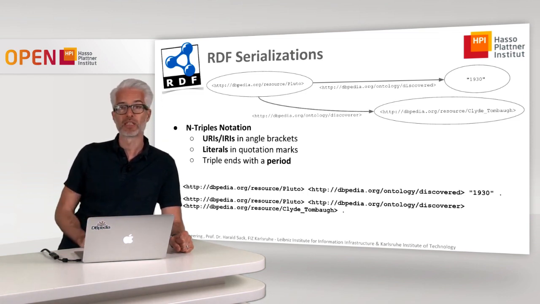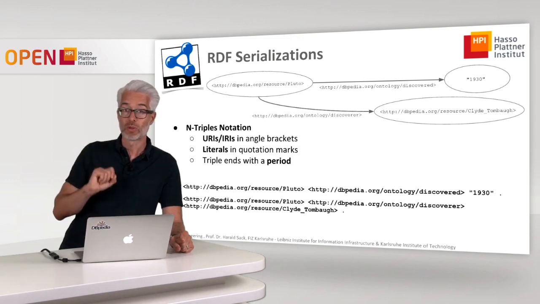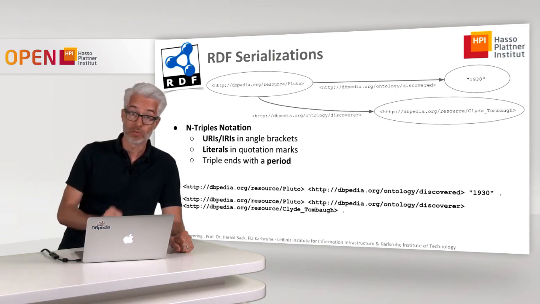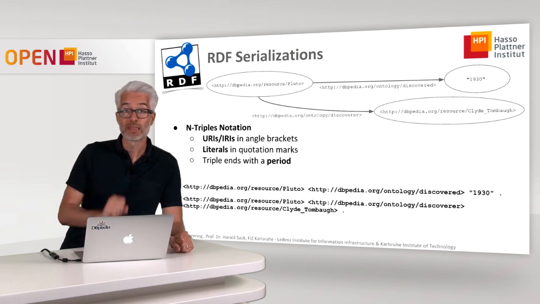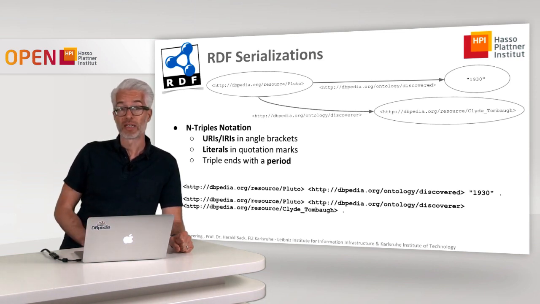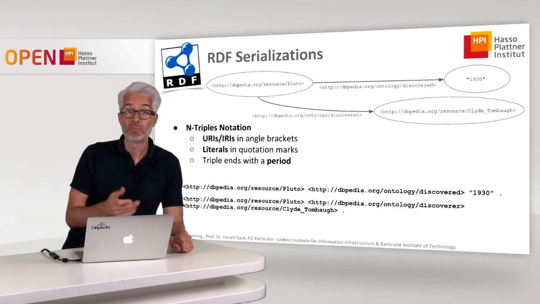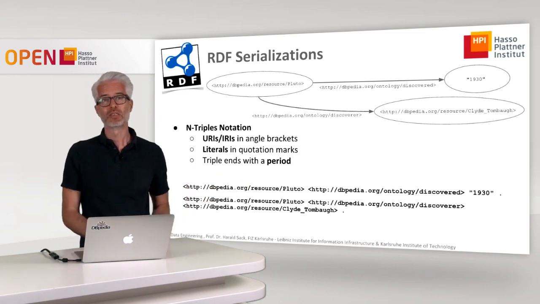So we have here the two facts. Pluto has been discovered in 1930, fact number 1. Second fact, Pluto has the discoverer Clyde Tombaugh. So the first one with a literal as an object, the second one with a URI as an object. Quite easy, but you already see here that, for example, we have to repeat the URI of the subject all over again. And here we are using, for example, URIs from DBpedia.